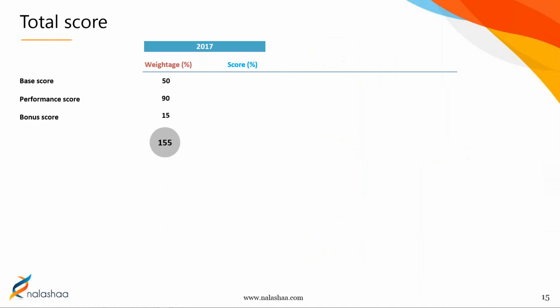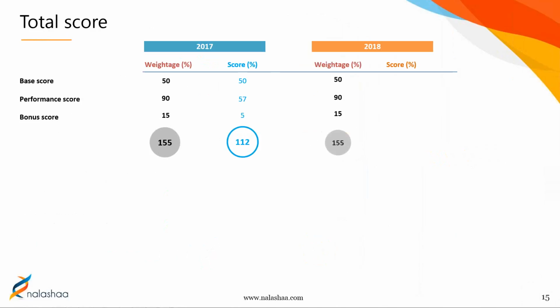So we had these three components, base score. So 50, 90, and 15. The total weightage is out of 155. And here is our score. So she scored 122 out of 155 in 2017. Let us see her scoring in 2018. The weightage remains the same. And these are her scores. And this is the final score, that is 88 in 2018.